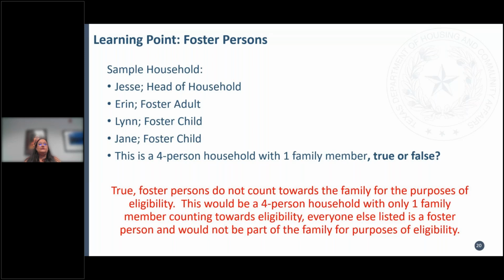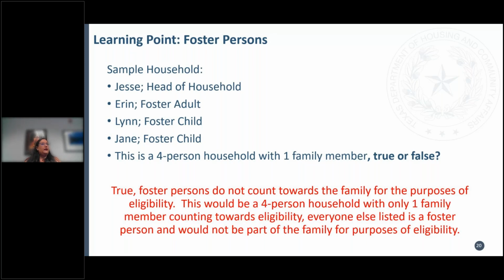Everybody else listed as a foster person would not be part of the family for purposes of eligibility. So if Aaron, Lynn, or Jane had income, that would not be included in the household's income. But if Jesse has income that exceeds the one person limit, Jesse would not be an eligible household. So you would have to screen them correctly. And this is an instance where if this is not handled correctly, it could cause an issue of noncompliance that maybe you would not have had in the pre-HOPMA world. So you would want to be sure that you are handling these households with foster persons correctly.